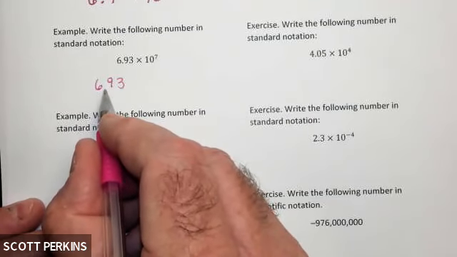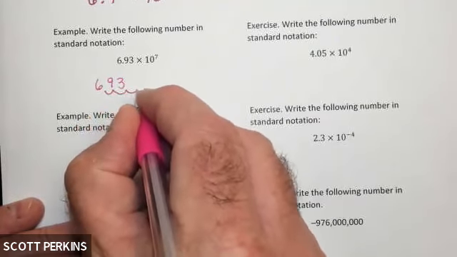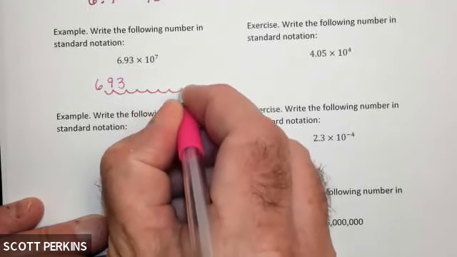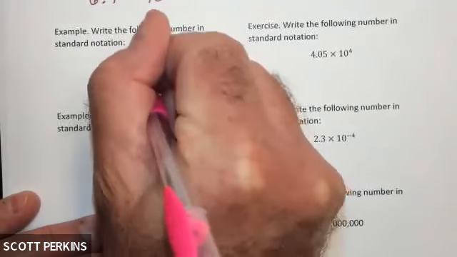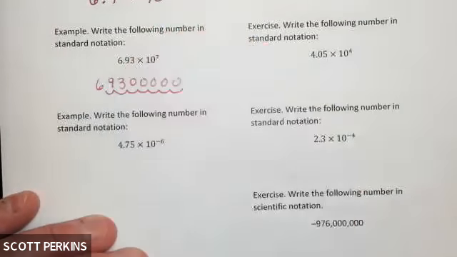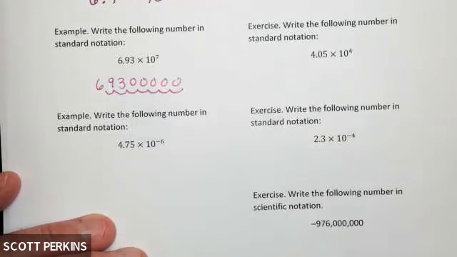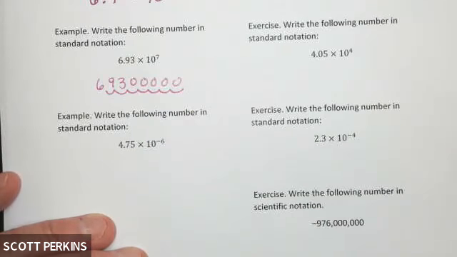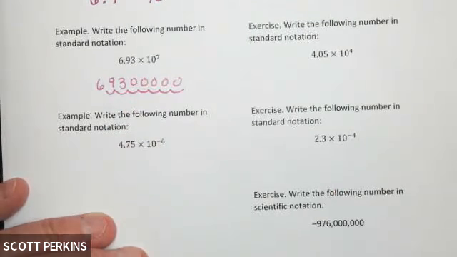I'm going to start my pen between the 6 and the 9, and I'm going to hop 7 times. So 1, 2, 3, 4, 5, 6, 7. And at each of those hops, I'm going to fill it in with a 0. So 0, 0, 0, 0, 0. You can check again to make sure that's 7 hops, but I believe I did that right. Now the decimal in standard form is after that last 0. I don't need to write it. That's going to be 69,300,000.